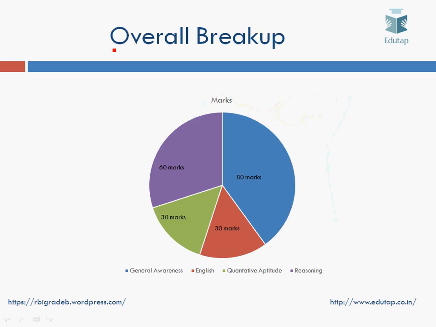As you might be knowing, the overall breakup for phase 1 is 80 marks devoted to general awareness, 60 marks for reasoning, 30 marks for English, and again 30 marks for quant as well as DI combined. So this is the overall breakup of phase 1 in the RBI Grade B examination. The maximum weightage is for general awareness, 60 marks is for reasoning, 30 each for English and quant plus DI. So a total of 200 marks and a total of 200 questions.